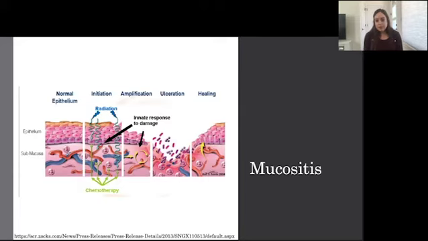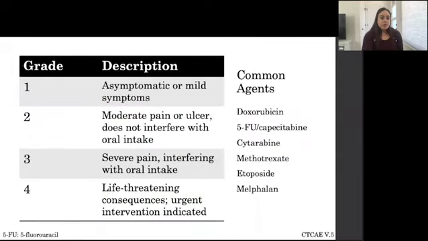For the mechanism of action, it is a little easier to understand because the chemotherapy is directly attacking the submucosa and epithelium. That leads to an innate response to damage within our bodies and amplification of that response, which leads to ulceration, and finally healing at the last stage eventually. For grading of mucositis, again, important to mention, grade 2, it's moderate pain, but not yet interfering with oral intake. At grade 3, it is interfering with oral intake. So of course, a very serious presentation of mucositis at that point.